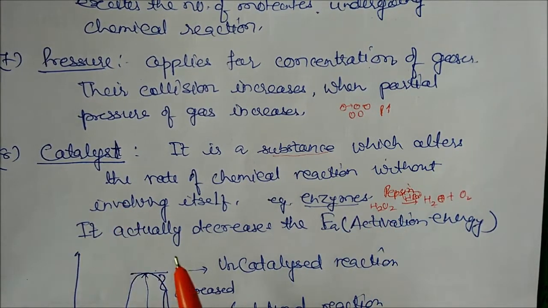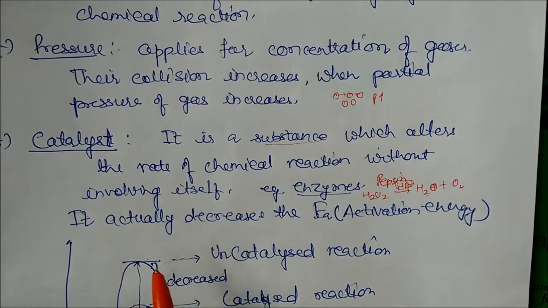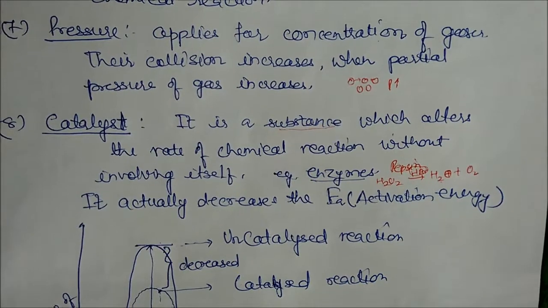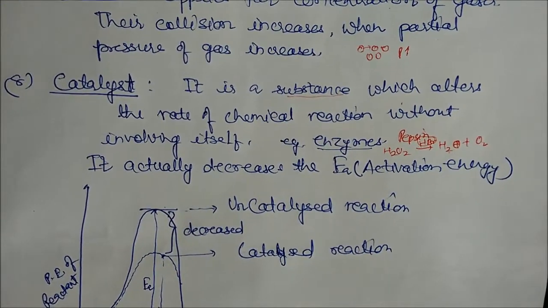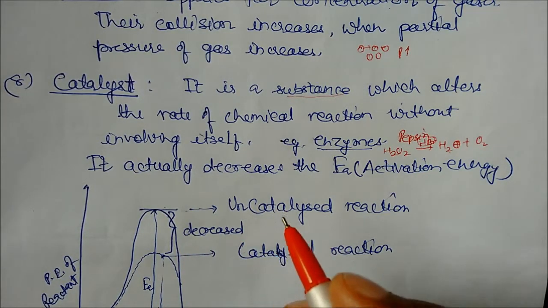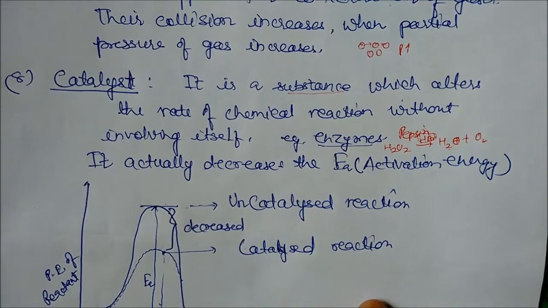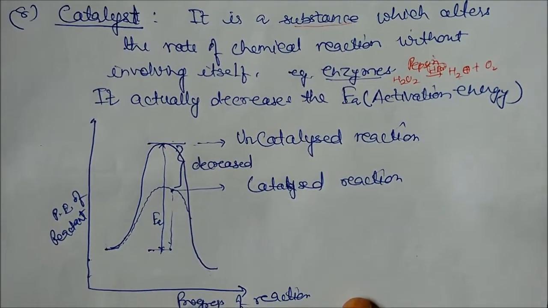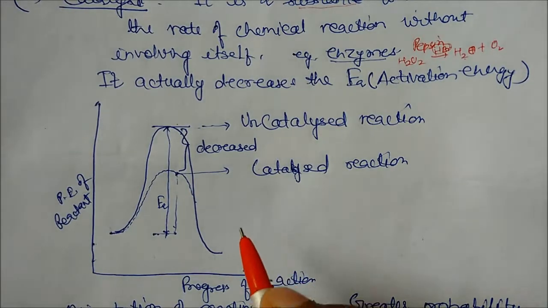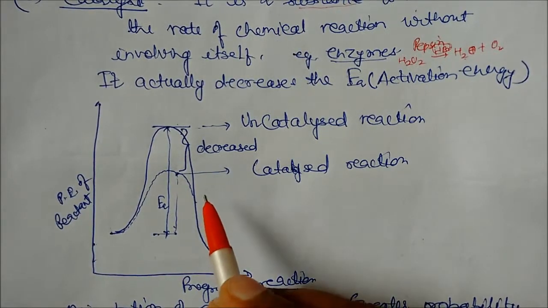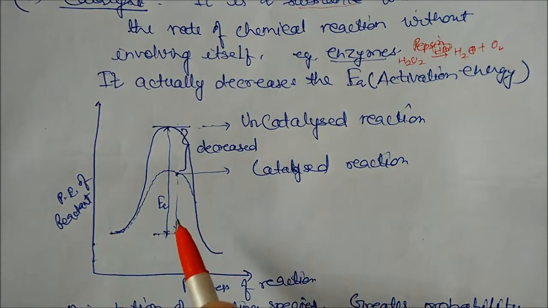Actually, what is the role of a catalyst? A catalyst decreases the activation energy. We discussed activation energy previously: it is the minimum amount of energy needed to convert the reactant into a state where a bond can be easily broken or easily formed. If you remember the previous energy profile chart, I drew charts of the exothermic reaction and endothermic reaction.